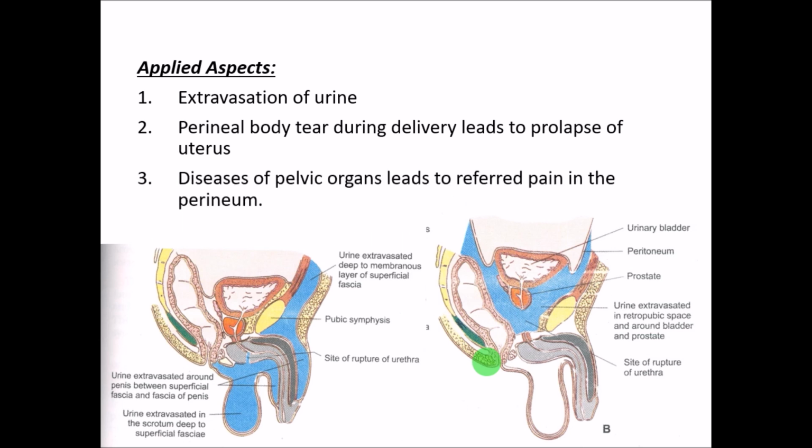Then the third is that diseases of the pelvic organs lead to referred pain in the perineum, because the nerve supply of the pelvic organs is similar to that of the perineum itself. So when the pain develops in the pelvic organs, it is referred to the perineum. So this is all about the superficial and deep perineal pouches, and together the whole of the urogenital triangle or the urogenital region.